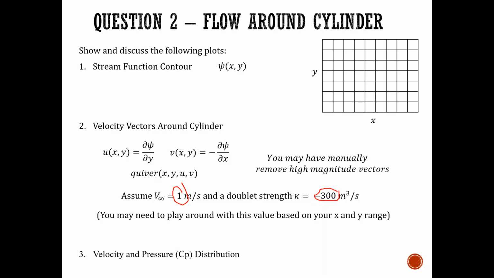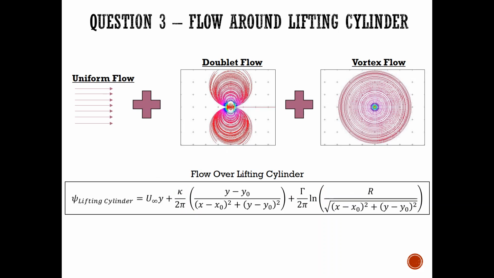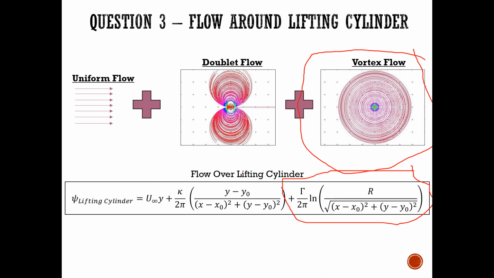All right. So then the third question asks for you to plot the flow around a lifting cylinder. And now in this case, you're adding uniform flow plus doublet flow plus the vortex flow right there, right? And this is the stream function that you're adding to the cylinder, right? Again, make sure to use the normalized radius in the vortex flow stream function equation. And you guys know that this radius is a function of kappa, right? So don't set radius equals 1. You won't get the right answer, okay?